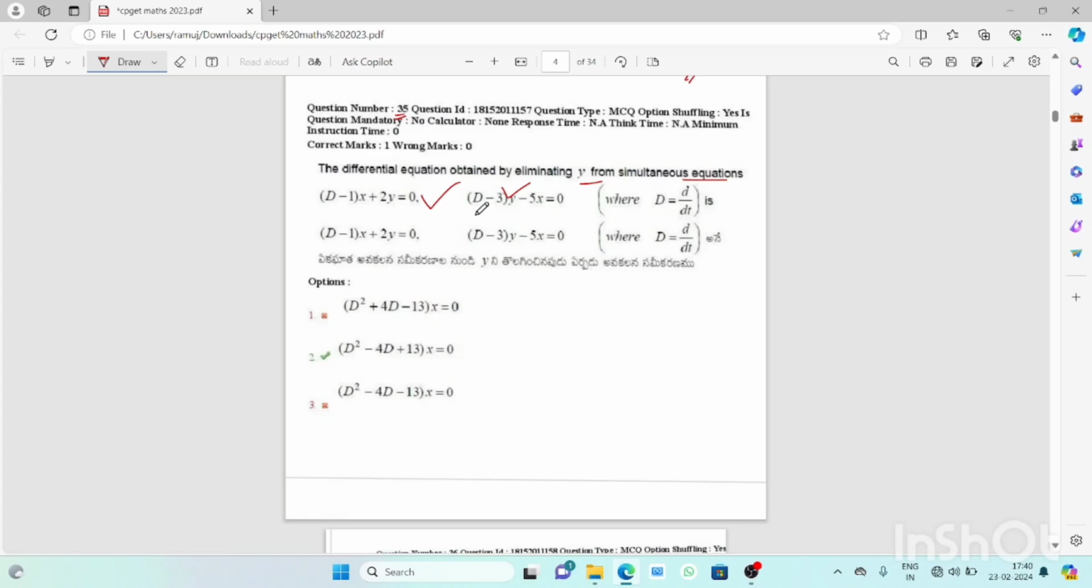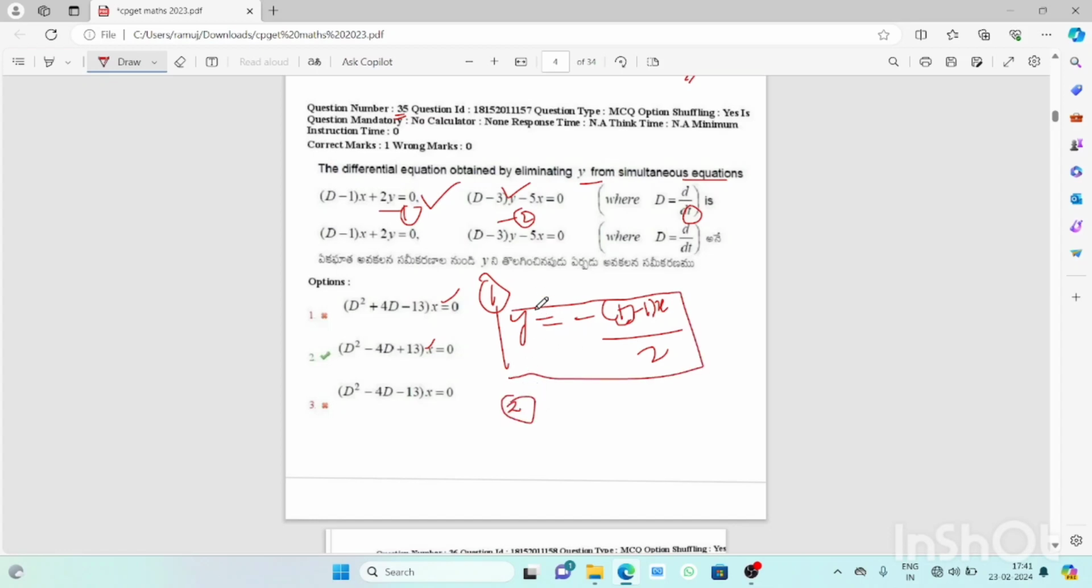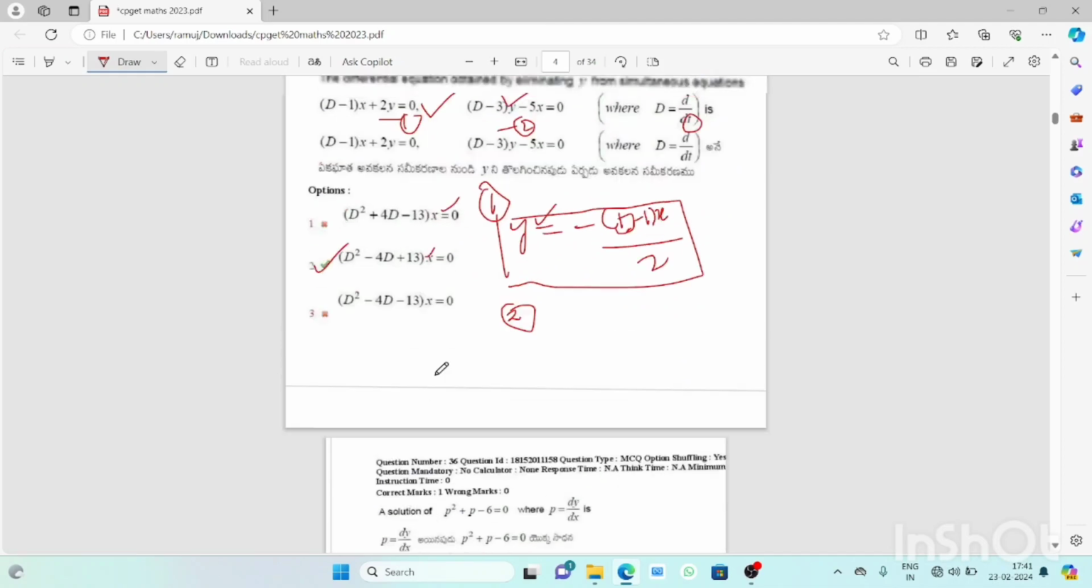So he is asking to find the dependent variable in terms of x by the independent variable in terms of t. So what we do, we just take the value y from the first equation; I consider this as 1 and this as 2. From 1, I get y value is minus (d minus 1) into x divided by 2. If I take this (d minus 1) to the right hand side, I get it this way. Then I substitute this y value in equation number 2. If you substitute this y value in equation number 2, you definitely get t square minus 4d plus 13x. So that is simple, you can do it.